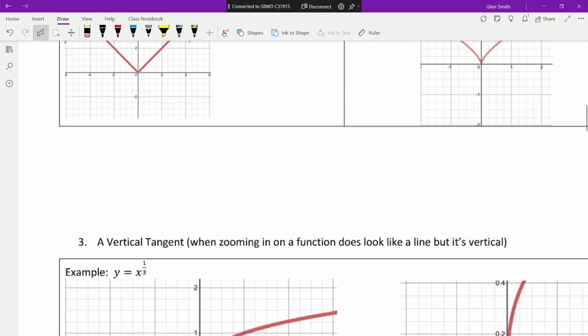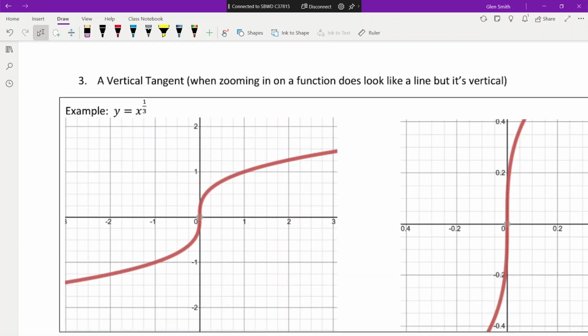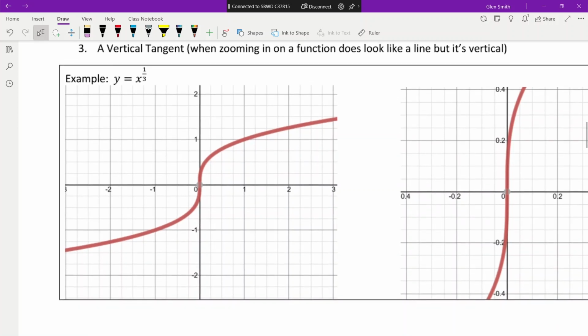So, something you will see, I'll get to that later on. The third thing that could happen is called a vertical tangent line. Okay? So, here's a graph of x to the 1/3 power. That's the cubed root of x. It looks like that. It is a nice, smooth curve.